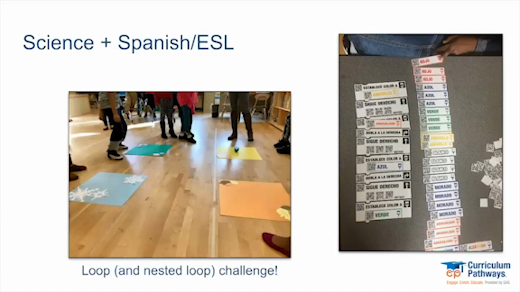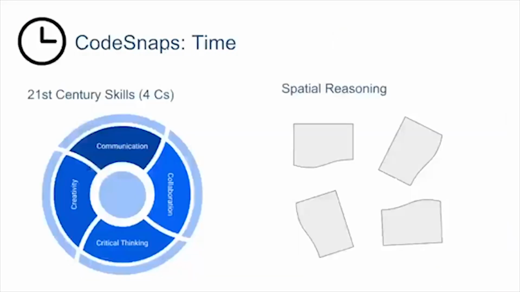CodeSnaps does have printed blocks available in several languages, including Spanish, Italian, German, simplified Mandarin, French. I think that's it, in addition to English. And so this is a great way to support language learning, including English as a second language. You can have students code in whatever language is most natural for them, and they'll still be engaging in the same activity.